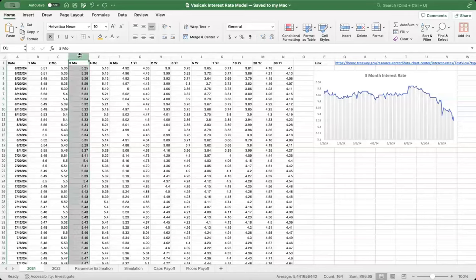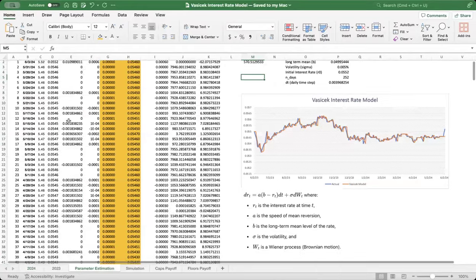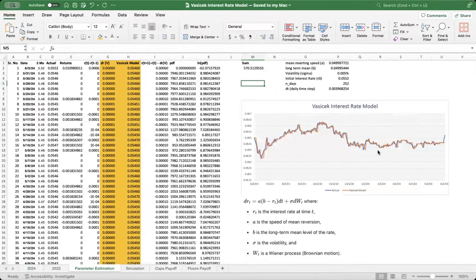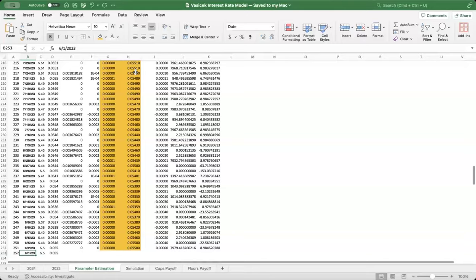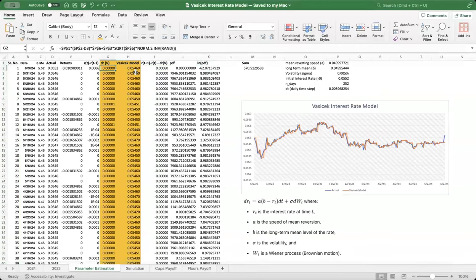So in this Excel implementation, what I'll be forecasting is the 3-month interest rates. Let me walk you through the Excel implementation. This is the Vasicek interest rate model that you see on your screen. But let me tell you how I built this model. When I started building this model, I had the data from March, April, May. This is June 3rd, 2024, and I took almost 1 year of data. If you see, there are 252 data points. I just considered the last 1 year of data, and this data is nothing but the 3-month data.